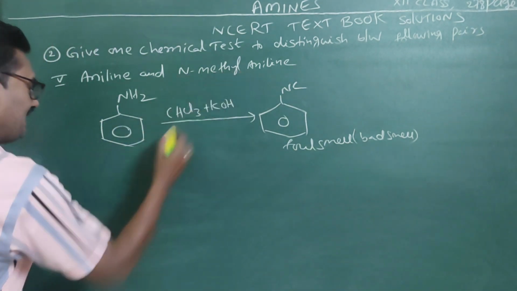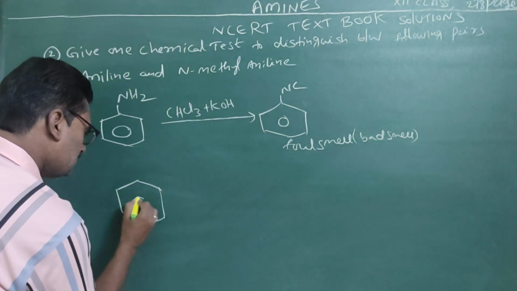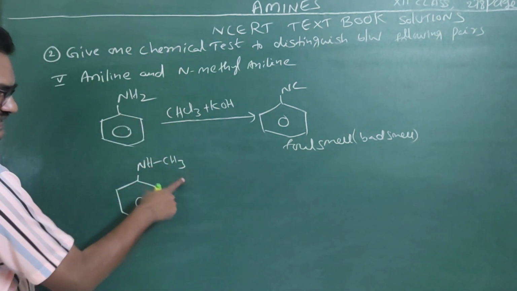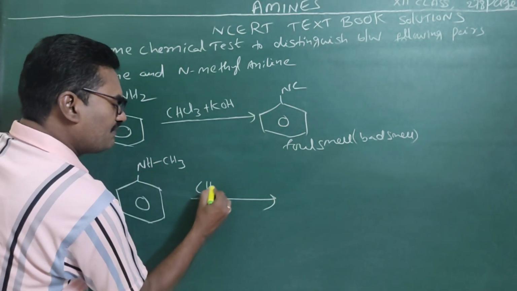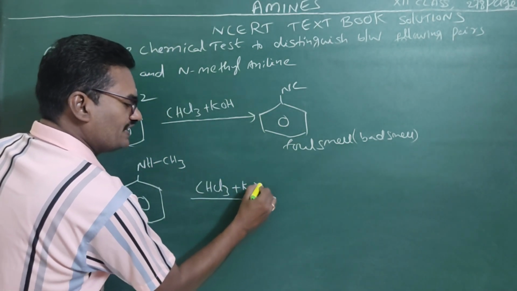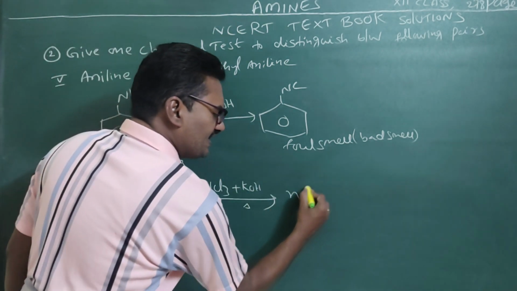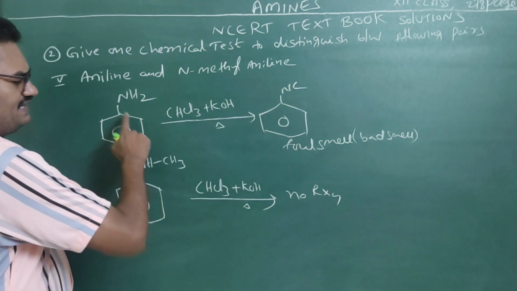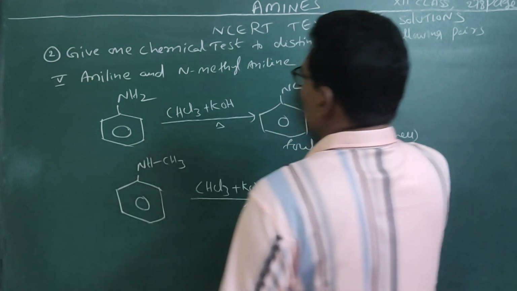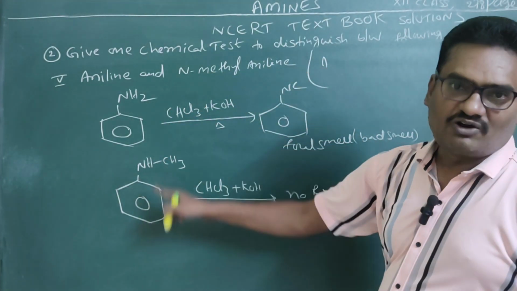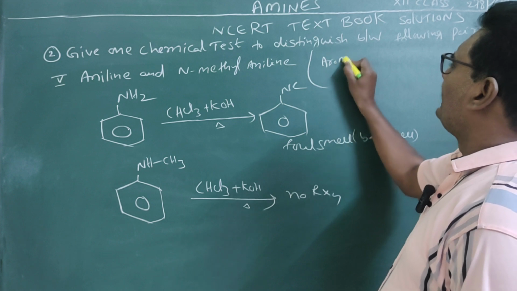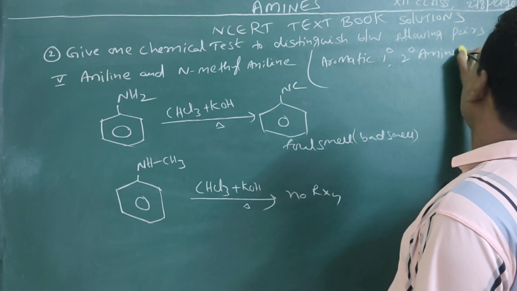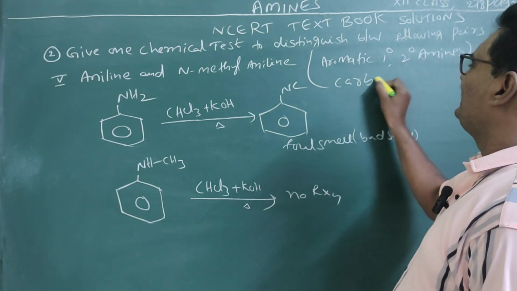But N-methylaniline is a secondary amine, while aniline is a primary amine. When we do the carbylamine test with CHCl3 plus KOH, there is no reaction because it is a secondary amine. The primary amine gives a foul smell. Both are aromatic. So aromatic primary and secondary amines are identified by the carbylamine test.